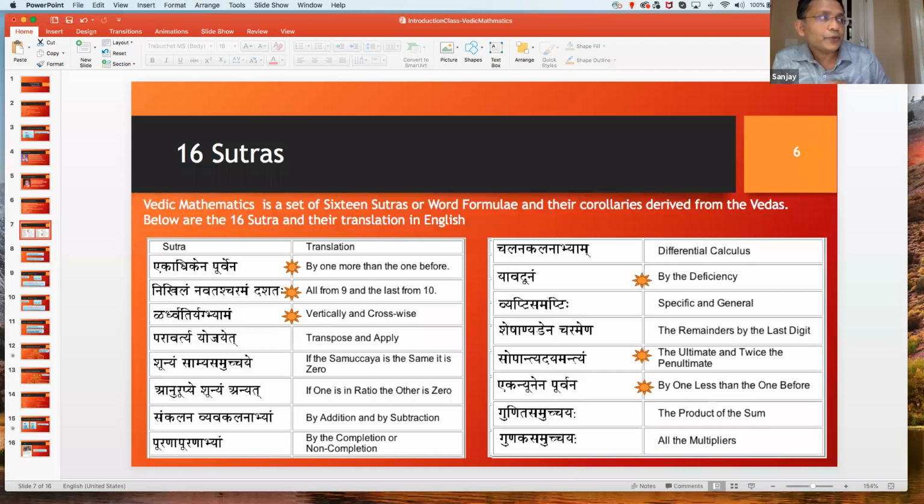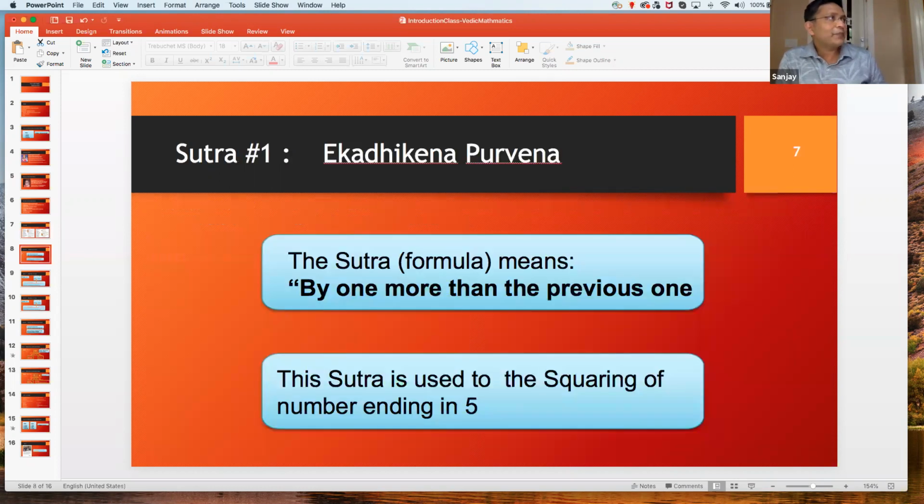So we will learn 2 sutras as a quick preview in the next 5 minutes. And the best part is you can teach Vedic mathematics in 5-6 minutes, and then you can just practice. So let's look at one sutra for today.